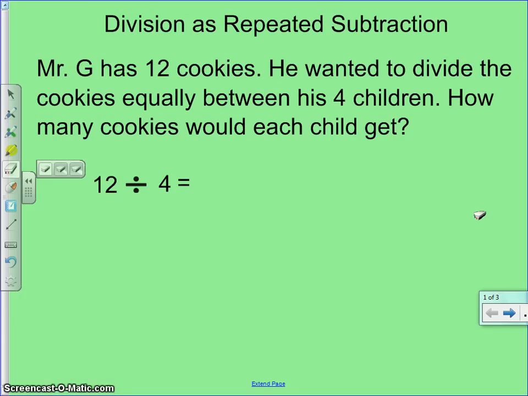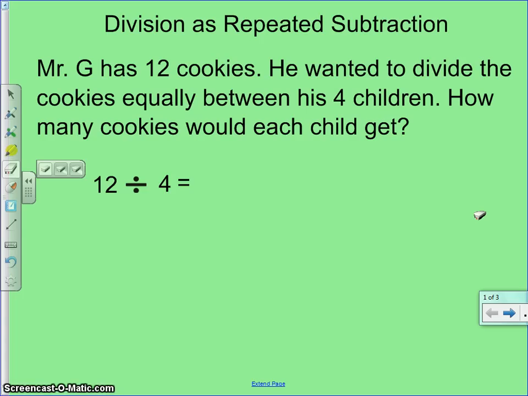And though we may not necessarily be losing anything when we do this, it's still going to help us find the answer. Okay? And so basically what happens here is this. Let's take a look at this word problem. Mr. G has 12 cookies. He wanted to divide the cookies equally between his 4 children. How many cookies would each child get?